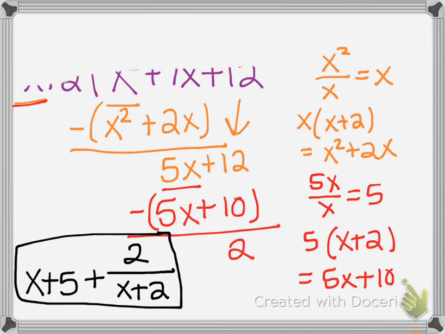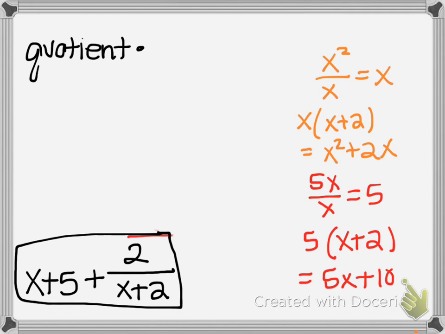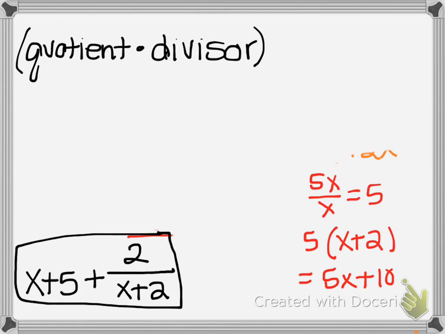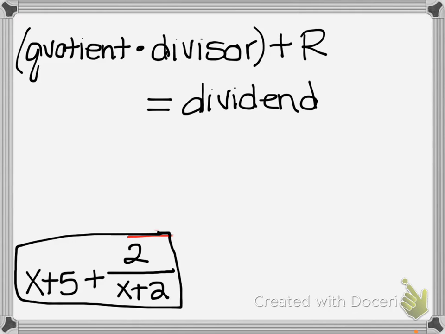So, if I wanted to check my answer, what I'm going to do is I'm going to take my quotient, I'm going to multiply it with my divisor, just like before, but now that I have a remainder, that is added, so plus your remainder, and that's going to equal your dividend, what you divided to start with. So it's the same check, quotient times divisor, but then you just add that 2 back in.